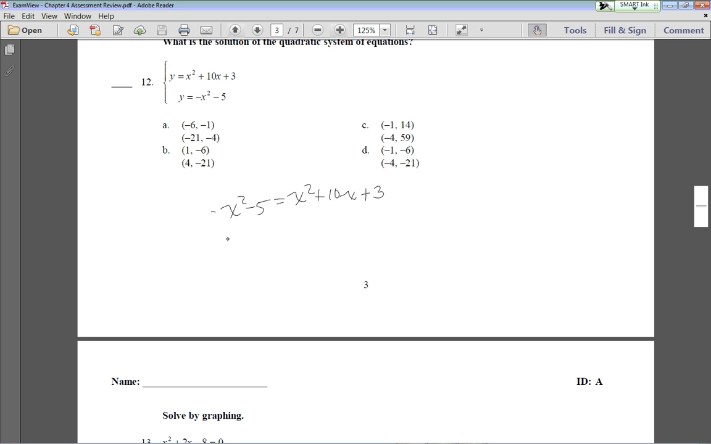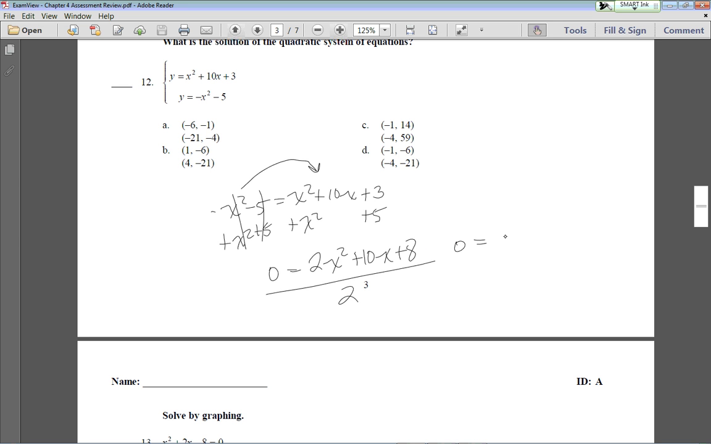Since this is a negative x squared, I'm going to add the x squared to this side. And we have to add the 5 over here as well. So 0, because we took everything from here and moved it over to this side. 0 equals 2x squared plus 10x plus 8. Now, I see that all three of these numbers are divisible by 2. So let's go ahead and divide it all by 2, and we get 0 equals x squared plus 5x plus 4. Now, this one is going to be a whole lot easier to factor than the last one was.